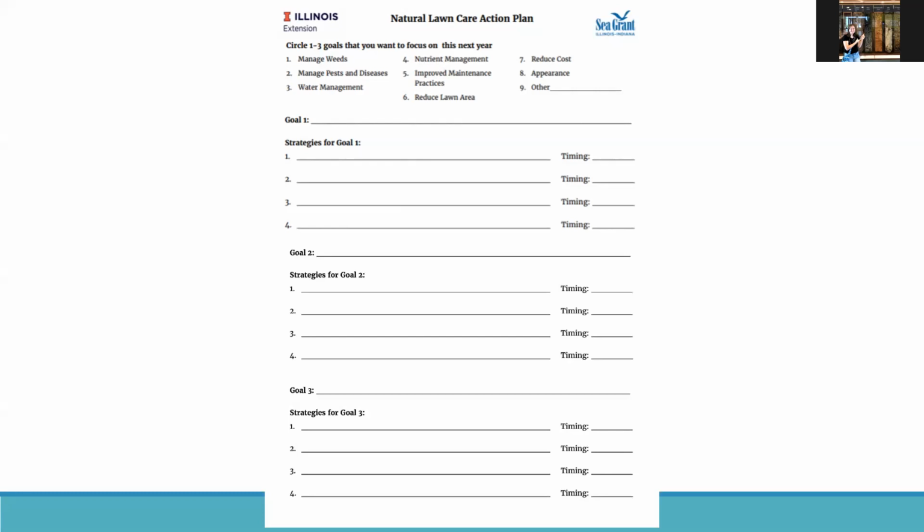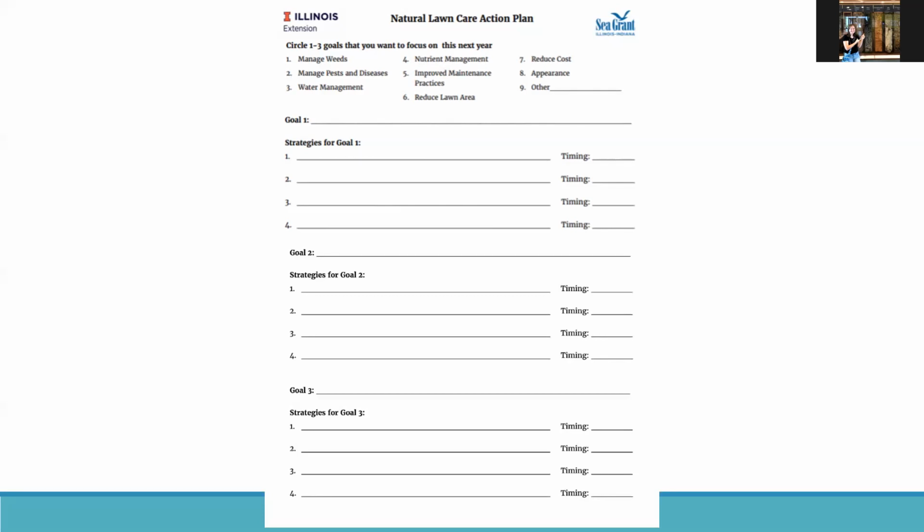So at the top here, you see instructions that say circle 1 to 3 goals that you want to focus on this next year. We like to have a goals approach when it comes to natural lawn care, or figuring out how you're going to manage your lawn in general. So it helps you kind of focus in on what you're trying to do, as opposed to an all-in approach. Sometimes it's a little easier if you focus on specific goals.